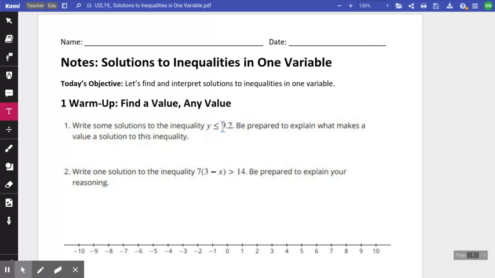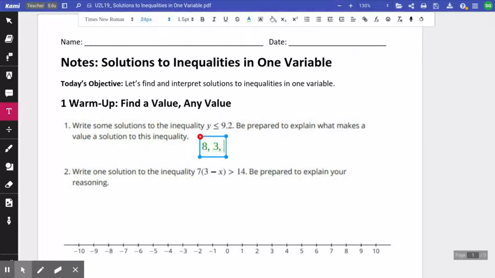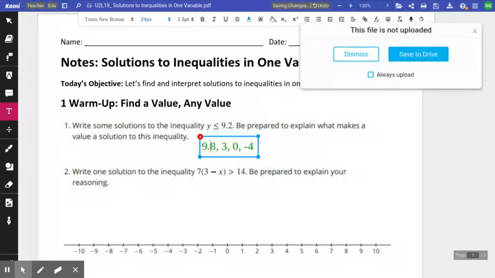All right, I stopped reading this first one because I wanted to make sure you got some practice reading that inequality sign. This is y is less than or equal to 9.2. Some possible solutions you might have come up with are numbers like 8, 3, 0, -4, any number that is less than 9.2. Even a number like 9.19 could be less than 9.2.